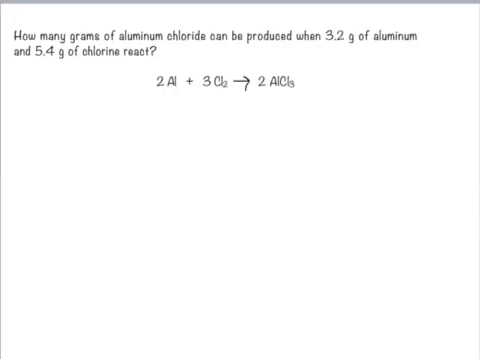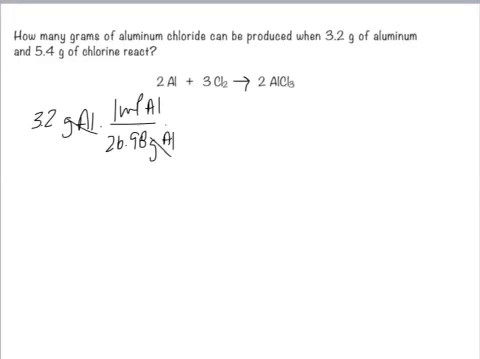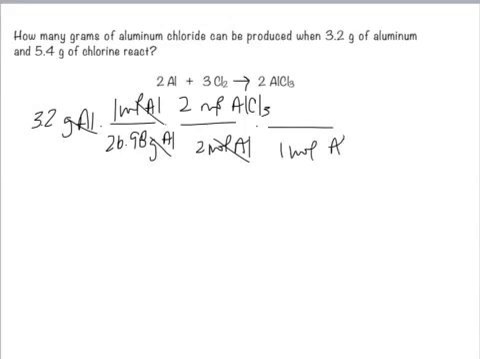This is another limiting reactant stoichiometric problem. Same thing. We start out with 3.2 grams of aluminum. I know that for every 1 mole of aluminum, it weighs 26.98 grams. Grams of aluminum cancel. According to the balanced formula, for every 2 moles of aluminum, I get 2 moles of aluminum chloride. Moles of aluminum cancel. I want to find the mass of aluminum chloride, so 1 mole of aluminum chloride has a mass of 133.33 grams. Moles cancel. Multiply and divide, and you get 16 grams.